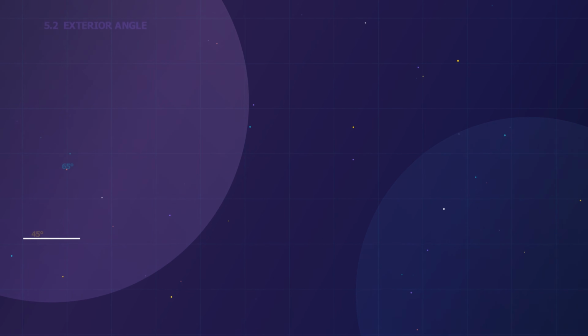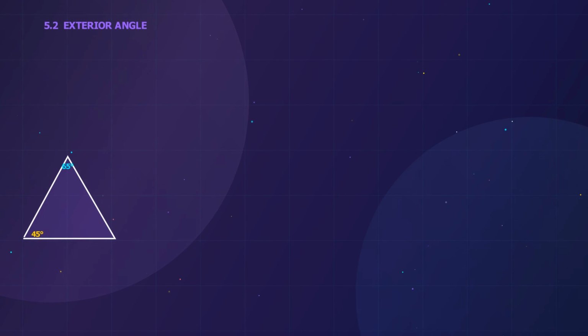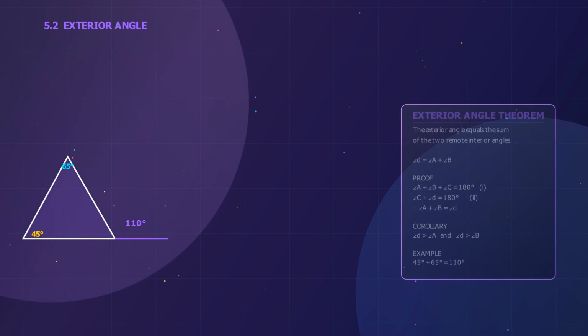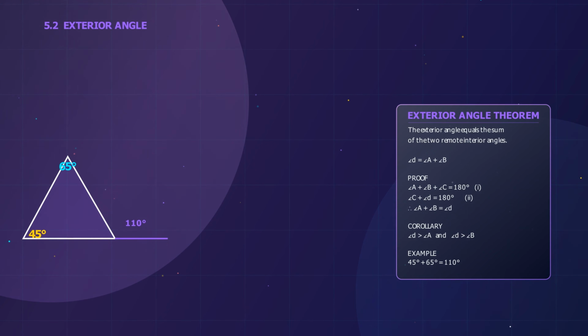Extend one side of a triangle, and you create an exterior angle. That exterior angle is exactly equal to the sum of the 2 remote interior angles. 45 plus 65 equals 110.